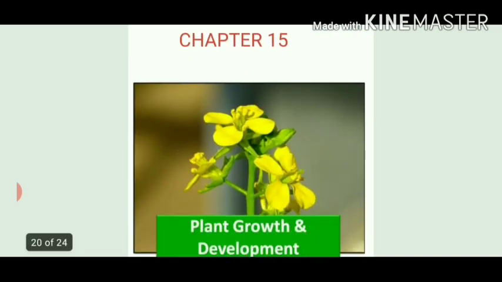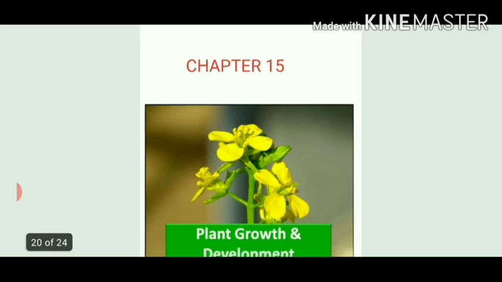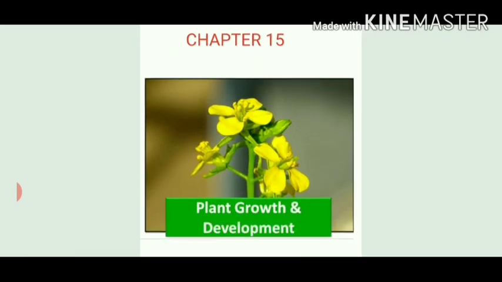Number 15 talks about plant growth and development. Here there are 5 different plant growth regulators and different mechanisms by which flowers can develop into fruits, and the flowering seasons will be discussed. So this was about plant physiology.